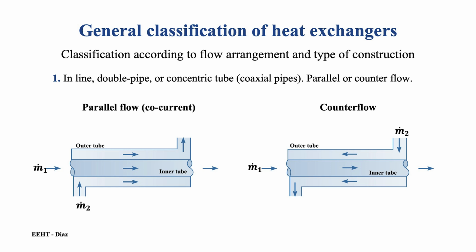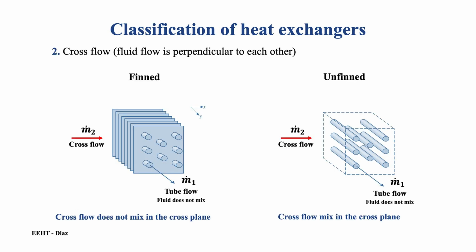The first classification is concentric tube or double pipe, where the cold and hot fluids move in the same or opposite directions in a configuration of concentric pipes. The configuration where the fluids move in the same direction is known as parallel flow, whereas the counterflow configuration refers to a heat exchanger where the fluids move in opposite directions. The second classification is cross flow. One fluid flows perpendicularly to the other.